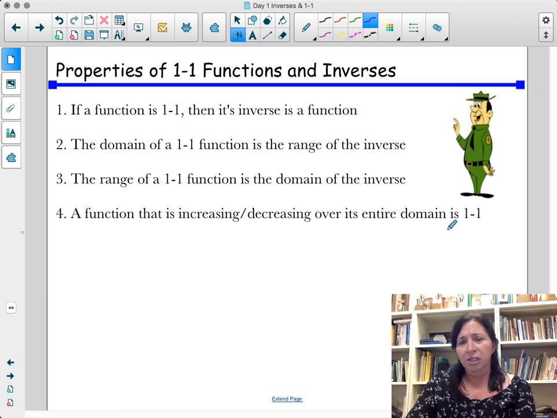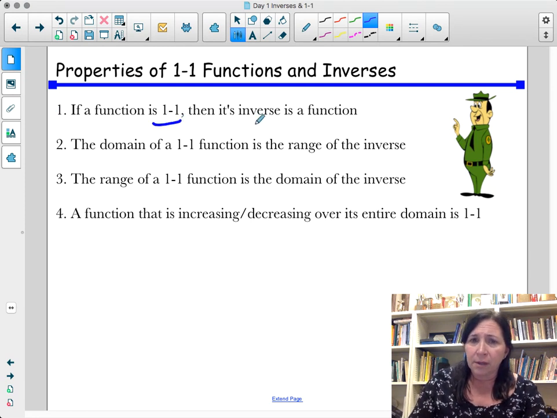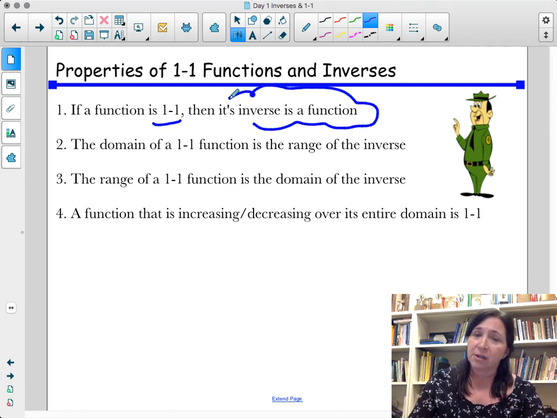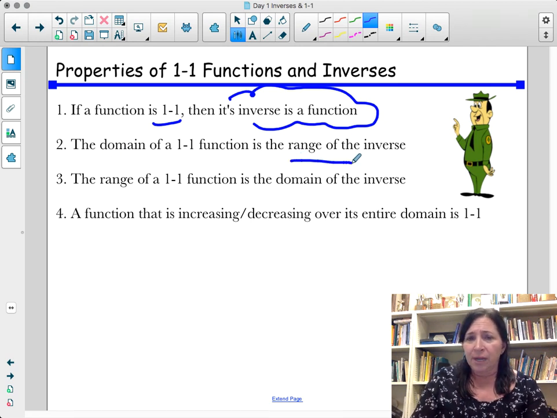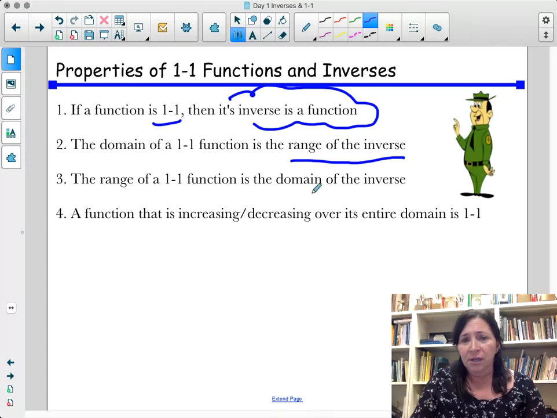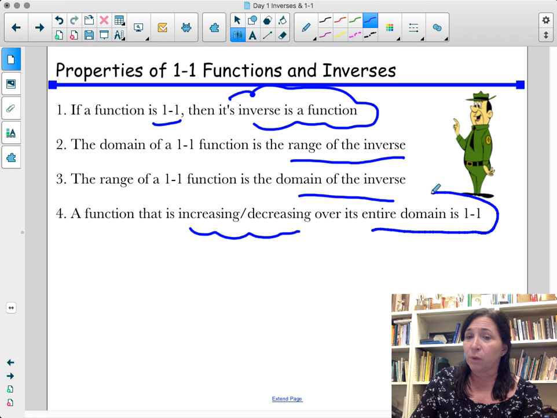Properties of functions and inverses. There are some properties that are pretty important. If a function is one-to-one, then the inverse is a function. We just talked about that. The domain of a one-to-one function is the range of the inverse, and the range of a function is the domain of the inverse. And lastly, a function that is increasing or decreasing over its entire domain is one-to-one.